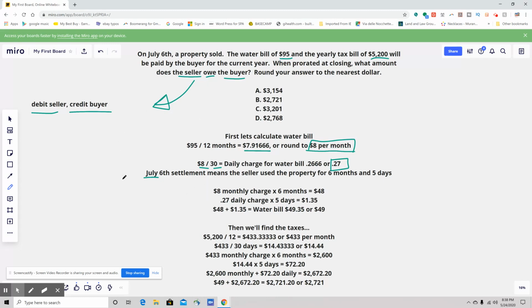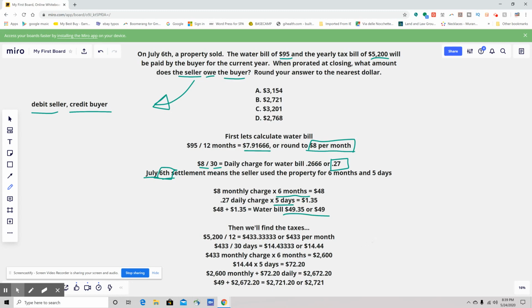And why are we doing 5 and not counting the settlement date? They're closing on the 6th. Because the buyer is considered to be using it on that day. So if it's ever a debit to the seller, you're not going to debit them for that day. Even if you're closing at 5 p.m., the closing date, settlement date, is not a charge to the seller. So we're doing monthly charges by 6, daily charges by 5. We add those two up, and now we have our water bill at $49.35, or $49 if we're rounding.